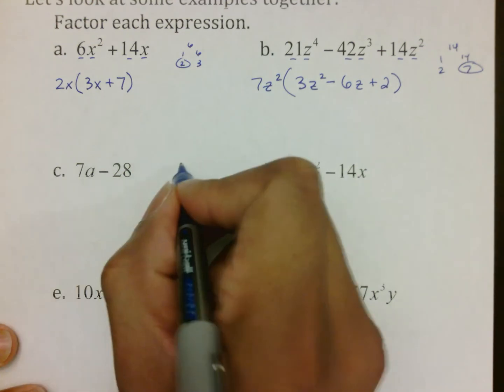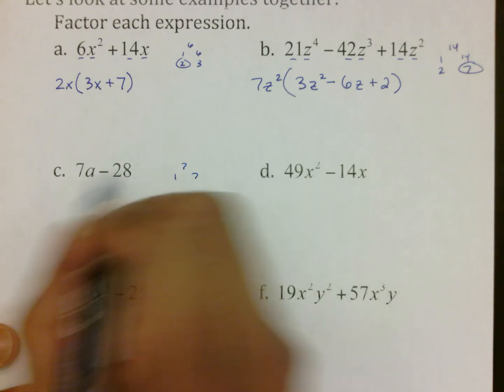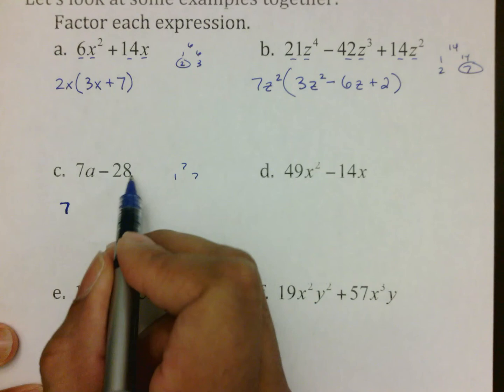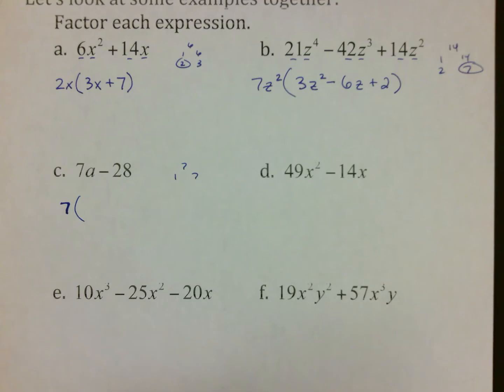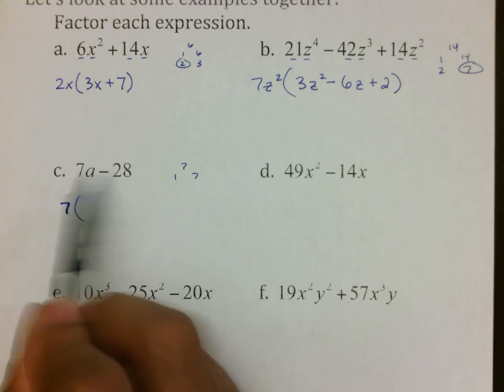Here, 7a minus 28. 7 only has 2 numbers, 1 and 7, and I know that 7 times 4 is 28, which means my biggest number is 7. Because 28 does not have an a, we cannot take off an a. You might want to put a star by that on your notes because that is a tricky one.